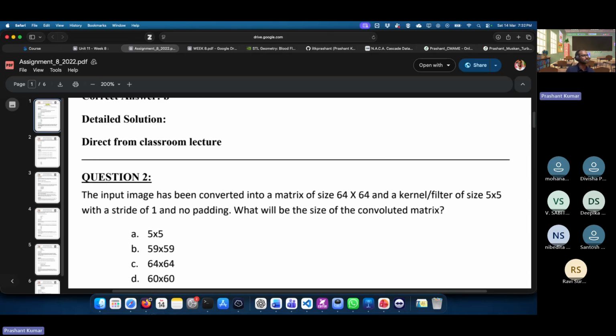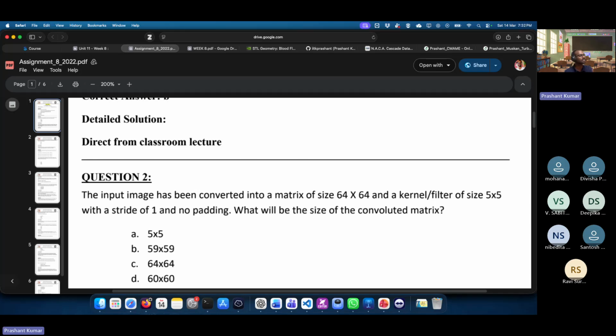So question 2 is: an input image has been converted into a matrix of size 64 cross 64, and a kernel or filter of size 5 cross 5 with a stride of 1 and no padding. What will be the size of the convoluted matrix?